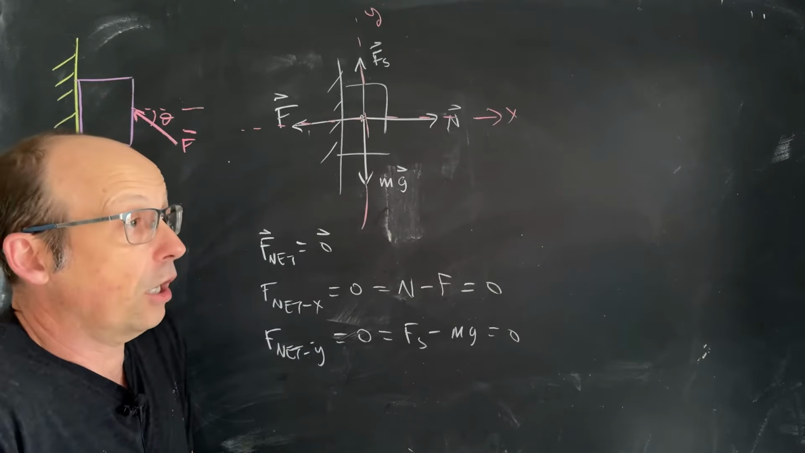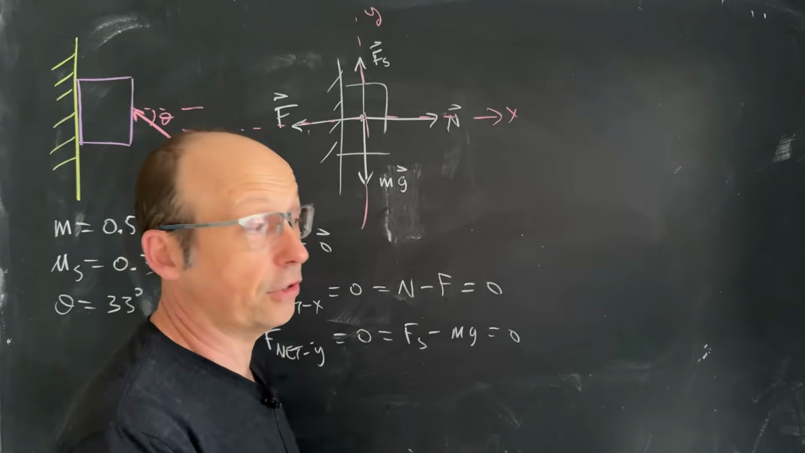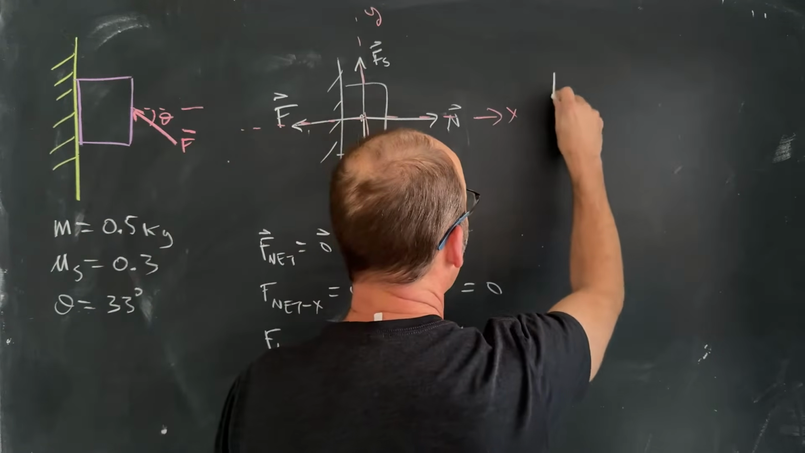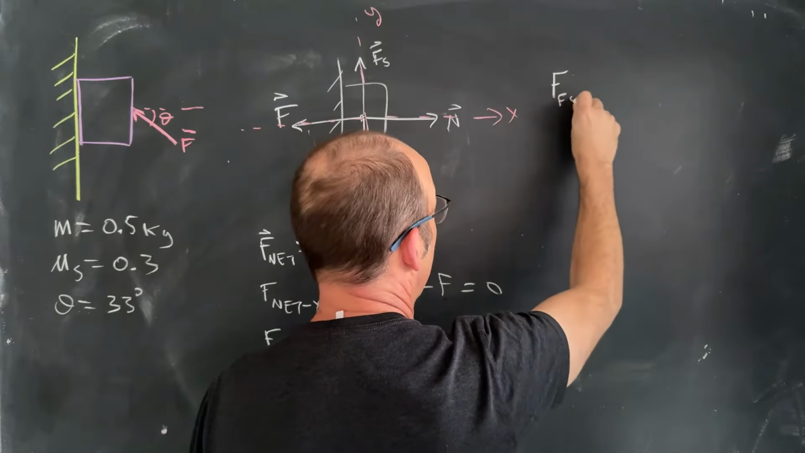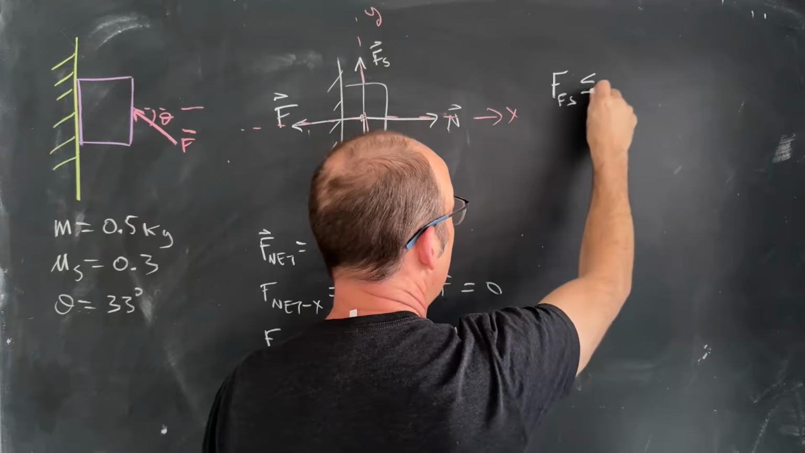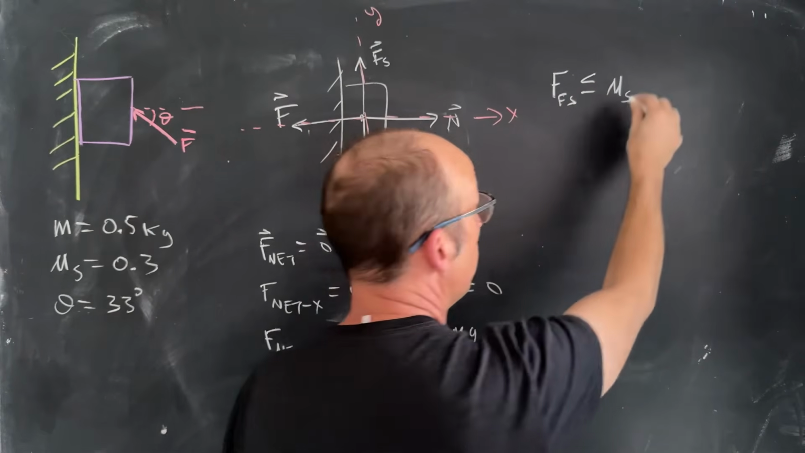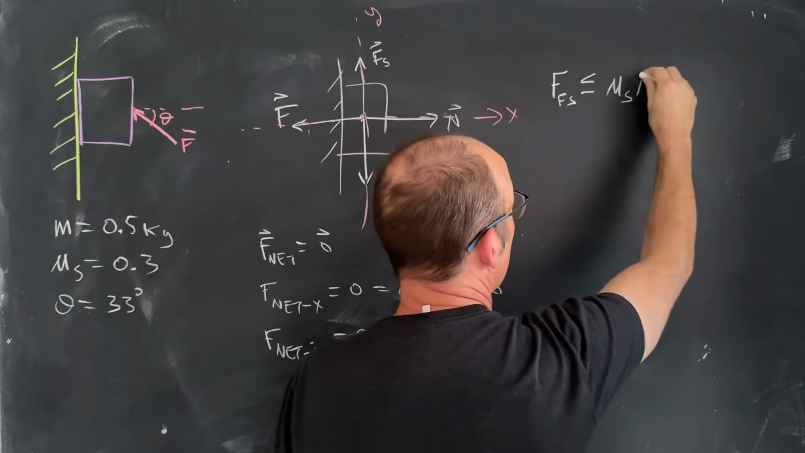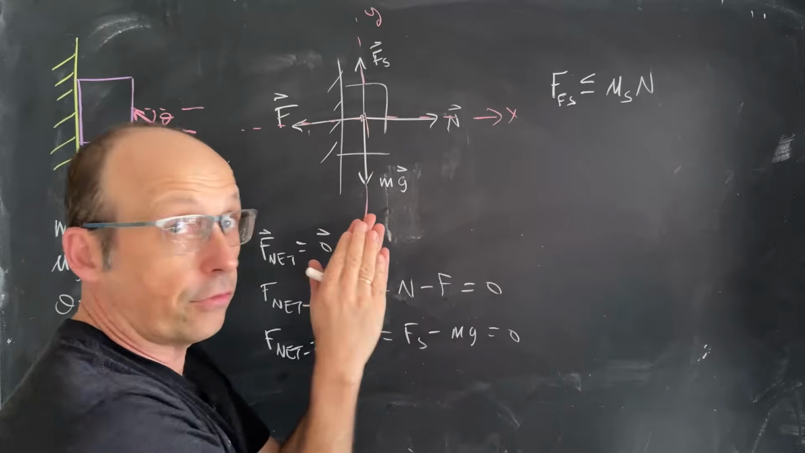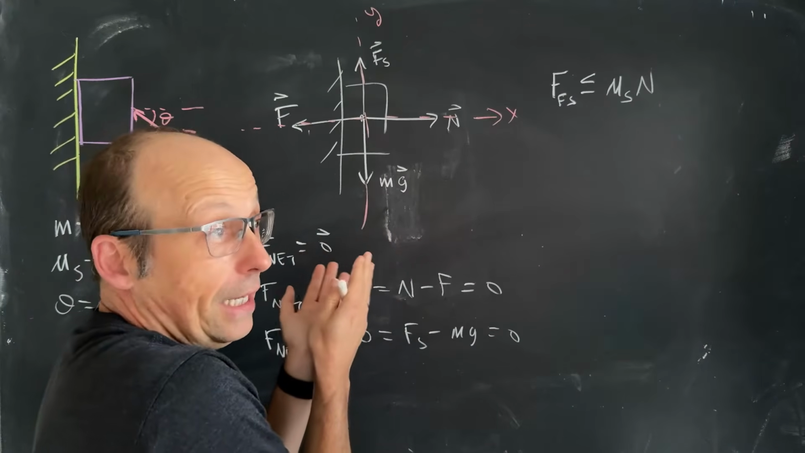So let's talk about static friction. Remember, static friction is a type of constraint force, not an exact constraint force. The magnitude of static friction, call it Fs, is less than or equal to some coefficient mu, that's the Greek letter mu, the coefficient of static friction, mu sub s, times the normal force, how hard those two surfaces are pushed together. Now, it could be anything less than that.